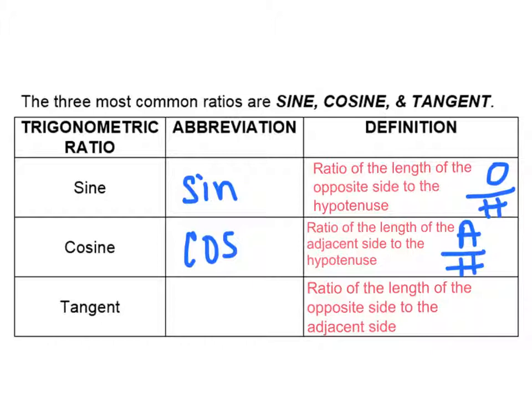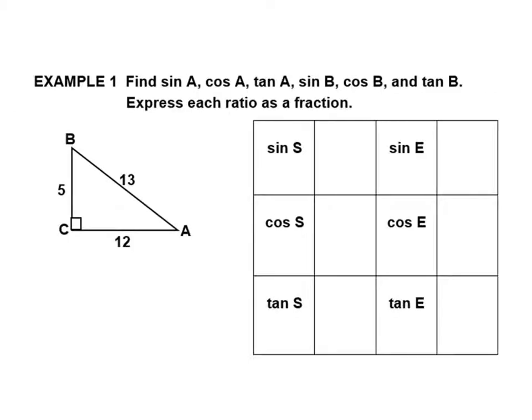And tangent is abbreviated TAN, T-A-N. It is the ratio of the length of the opposite side to the adjacent side. A lot of times, we say O over A. So let's look at our first example. Example 1 says find the sine of A, cosine of A, tangent of A, sine of B, cosine of B, and tangent of B, and to express each ratio as a fraction. What I need you to do is change the S and the E's in your table.